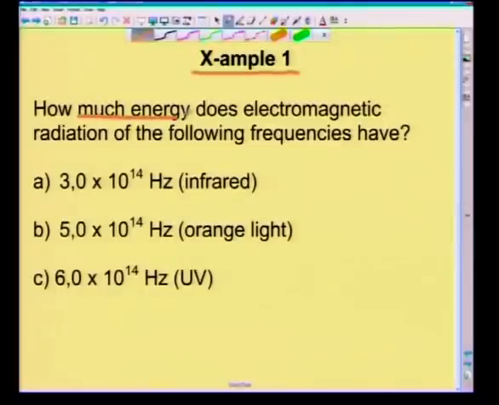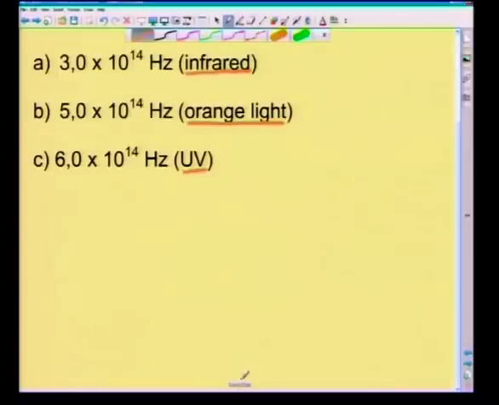Let's move on now. We are going to do some examples. We will have example 1 and see how we can use the energy equation to solve some problems. How much energy does electromagnetic radiation of the following frequencies have? So we have A, B, and C. In A, we've got infrared. In B, we've got orange light. In C, we've got ultraviolet.